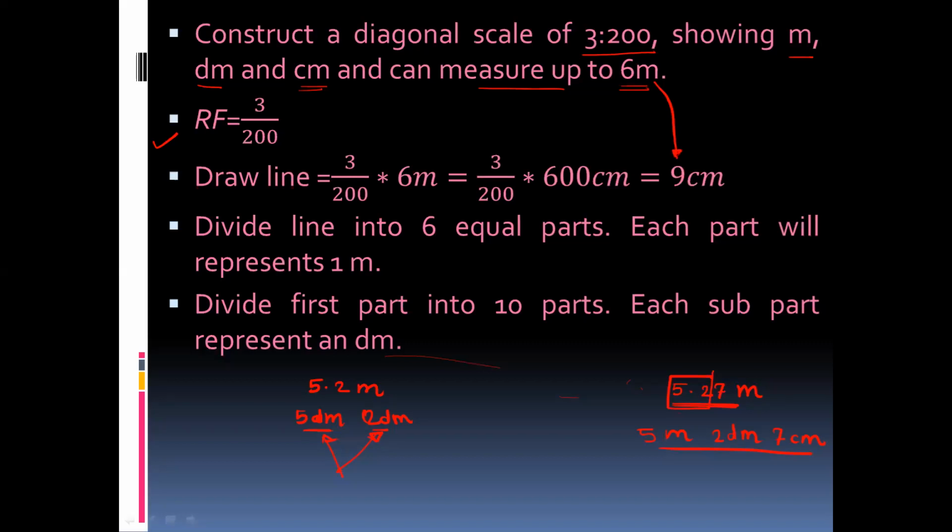Now next is divide this line into 6 equal parts. We are dividing this into 6 equal parts because maximum distance is 6 meter. So one part is equal to 1 meter. Now divide the first part into 10 equal parts. These are called sub parts. Each sub part will represent the decimeter. So up to this procedure is similar to the plane scale. It is the same procedure as the plane scale.